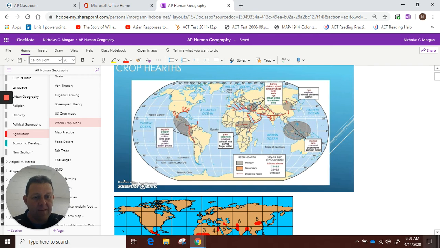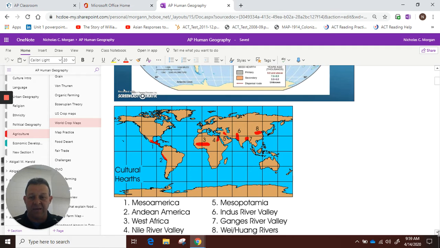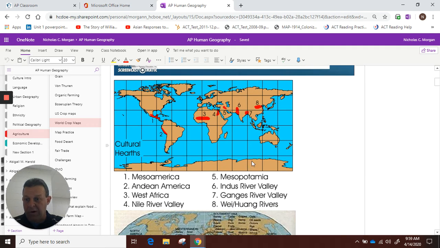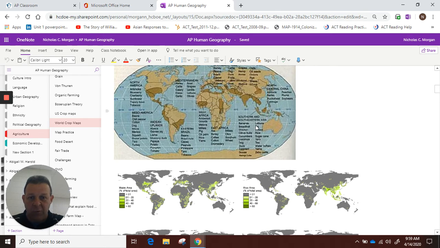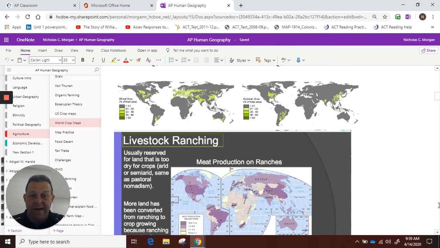So I wouldn't spend a ton of time on the crop hearth map, but I would familiarize myself with them and compare them to maps like this. Cultural hearth, because you can't have an agricultural hearth unless you have a cultural hearth. And then you might also take a quick look at these that actually list major crop hearths and where animals were domesticated in different parts of the world at different times. Might take a look at that.